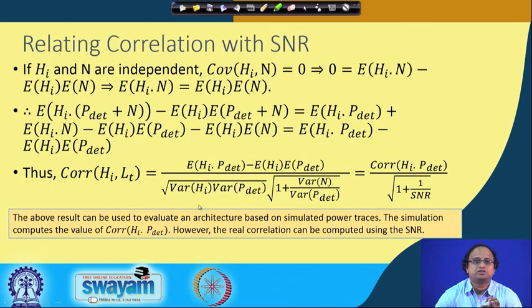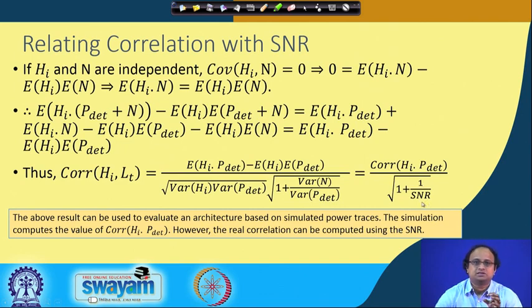And if I divide this by the square root of the variance of Hi and the variance of P deterministic, I get the correlation between Hi and P deterministic, divided by the square root of 1 plus 1 by SNR. So this is a very useful result, because it tells me that I can calculate this component, that is the correlation of Hi and P deterministic. Note that this is the hypothetical power and this is the deterministic component, which you can simulate based upon your Hamming weight or Hamming leakage model. And then in order to get the actual estimate, or at least to understand better, you just have to add up this SNR component.